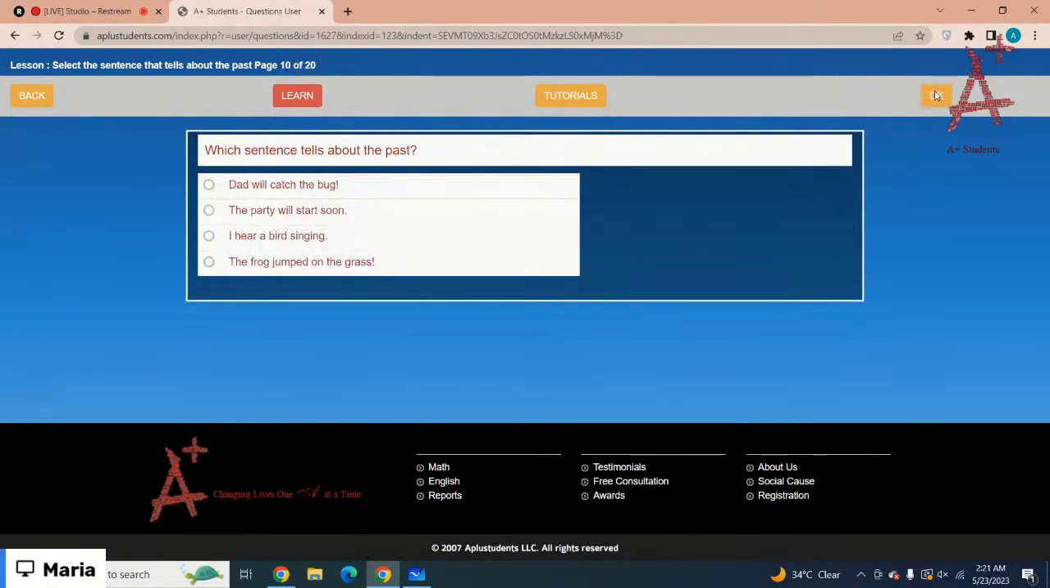Which sentence tells about the past? Dad will catch the bug. The party will start soon. I hear a bird singing. The frog jumped on the grass. So, which is the correct option? The correct option is the frog jumped on the grass. The last option is the correct one.